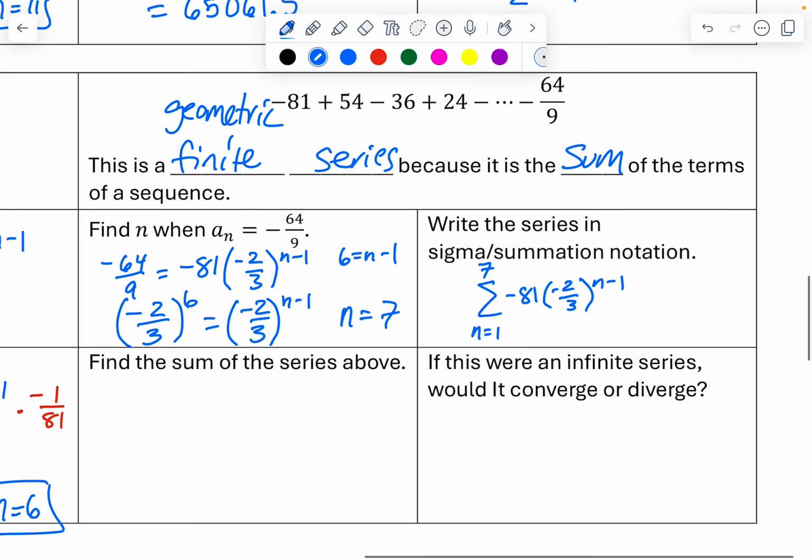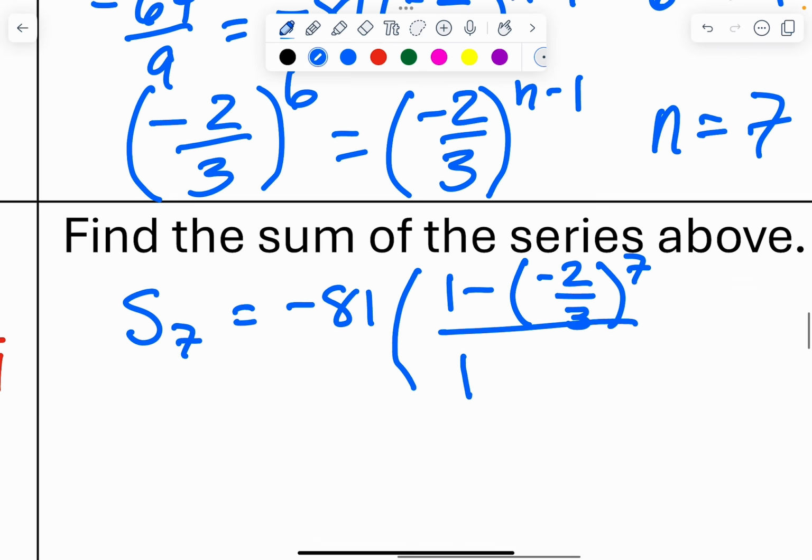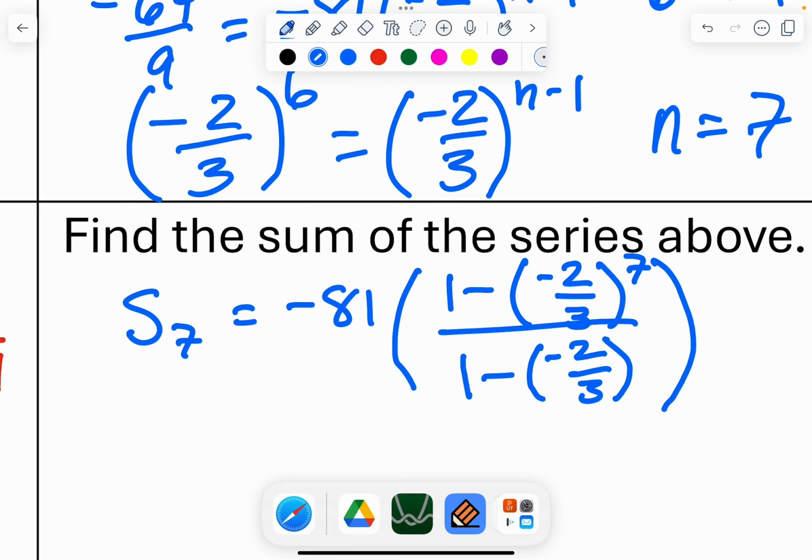Find the sum. Okay, so let's use that formula that we just saw. It's the sum of 7 terms, which is equal to the value of the first term, negative 81, over 1 minus our r value, negative 2/3 to the 7, over 1 minus negative 2/3, and that is what we need to plug into Desmos.